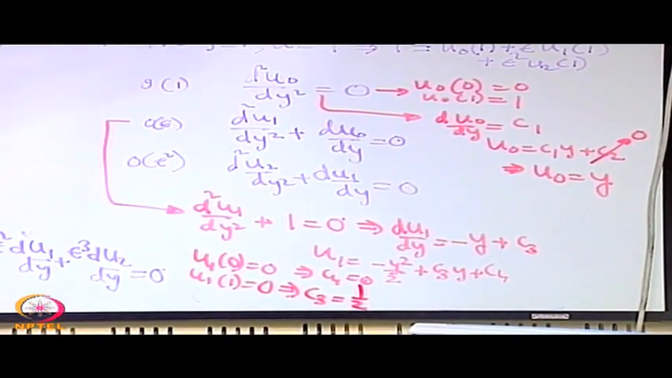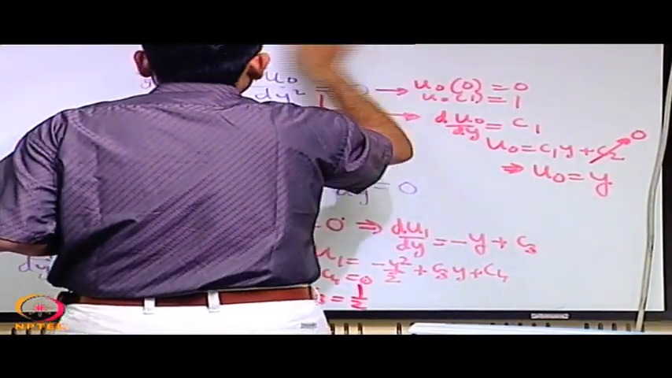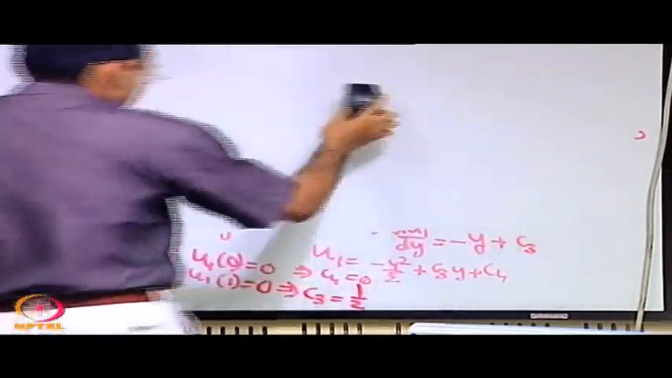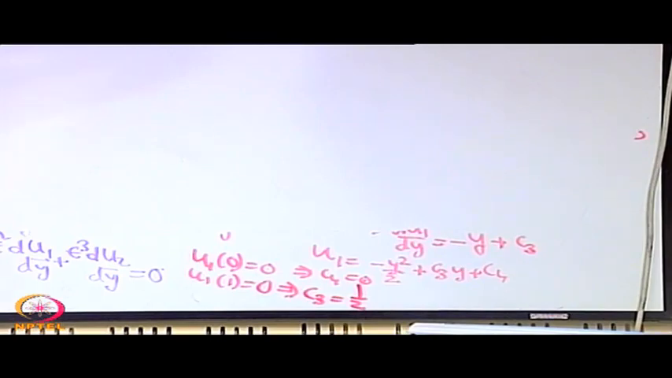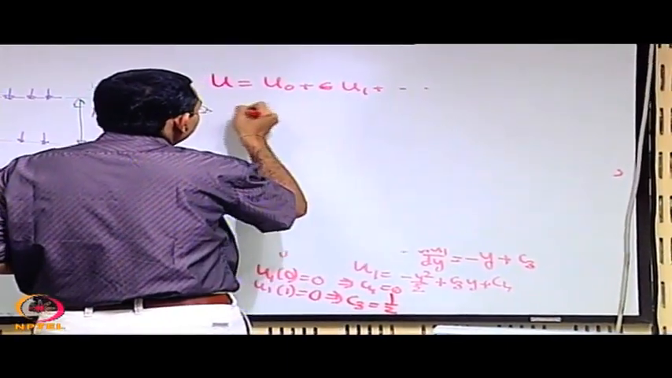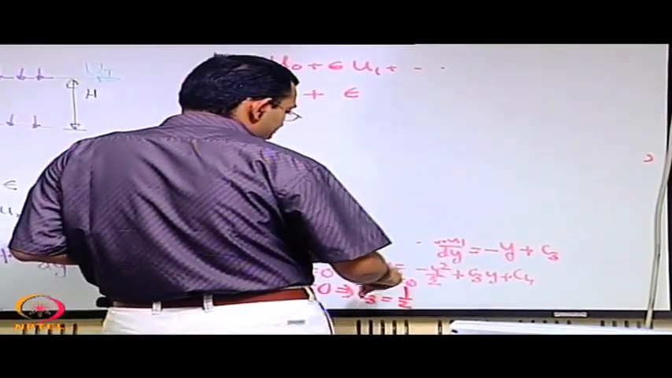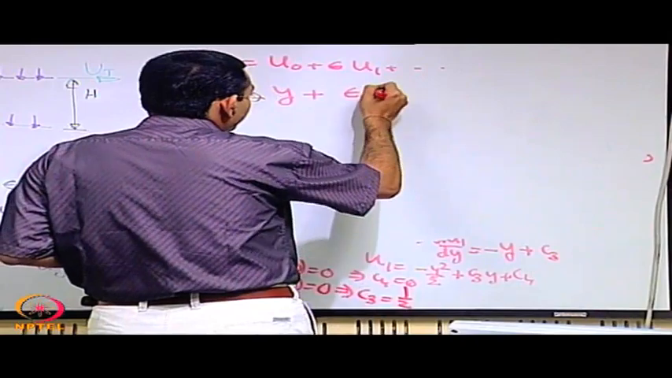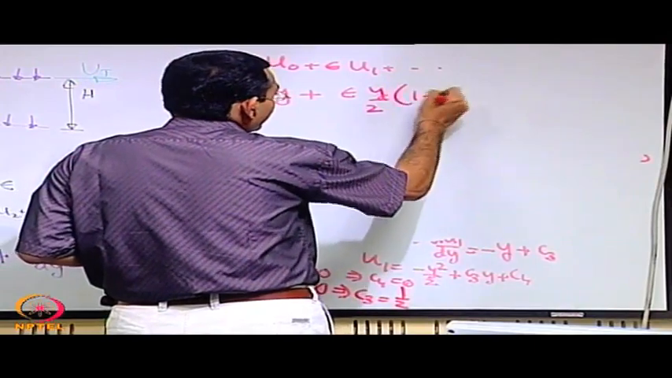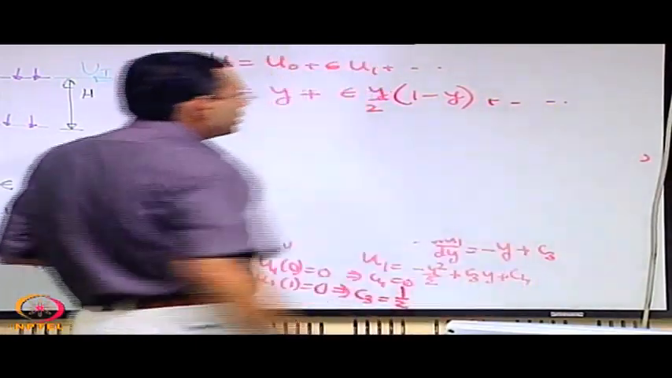So at the end, what is the solution that you are going to get? The solution is u equal to u0 plus epsilon u1 plus so on. So u0 is y, and epsilon u1 is half into y into 1 minus y. In this way you have a series of terms.